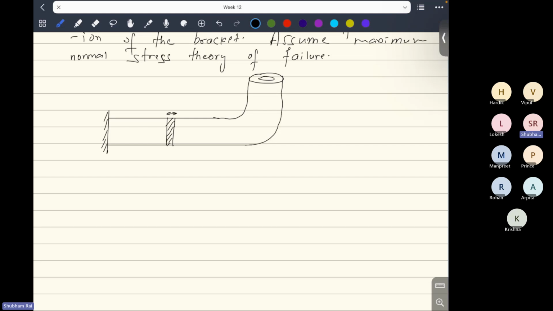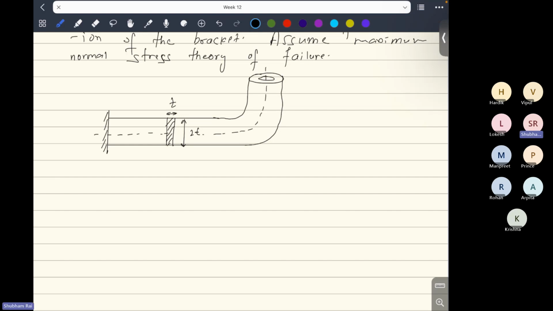And here you have thickness. So let's say the thickness is T. This will be not in this plane, but out of plane. So the thickness of this bracket will be T, and this width is 2T. It's given that the width is twice the thickness, and let's say this is the center line of the bracket.